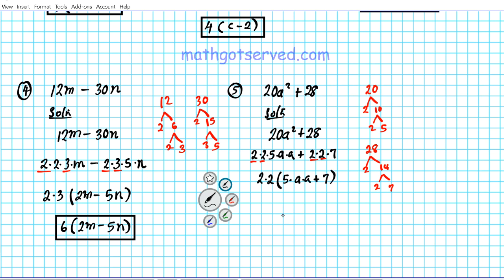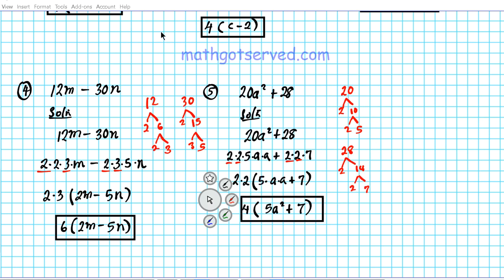Alrighty, now let's multiply them back together. 2 times 2 is 4, and then times 5 times a is 5a squared plus 7. Alrighty, so there goes the answer to question number 5. All right, moving along, question 6. So for question 6, let's say we are to factor 5y squared minus 35y.